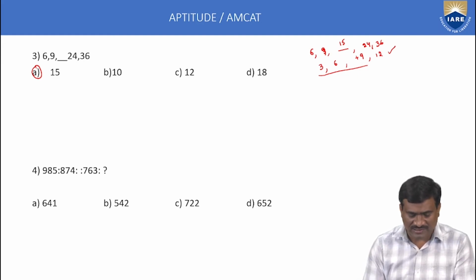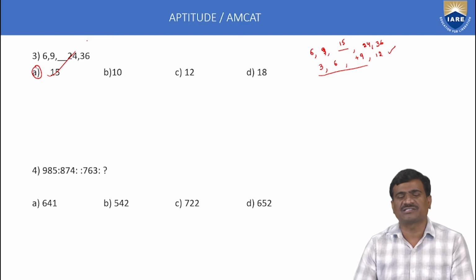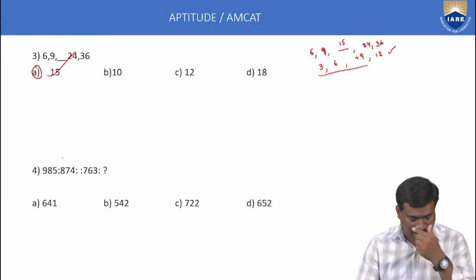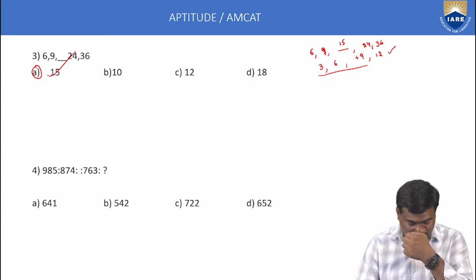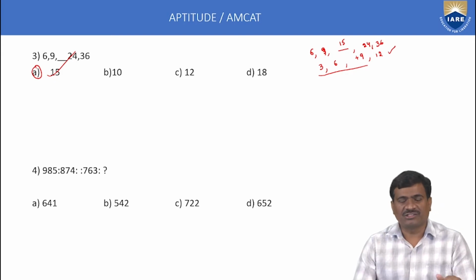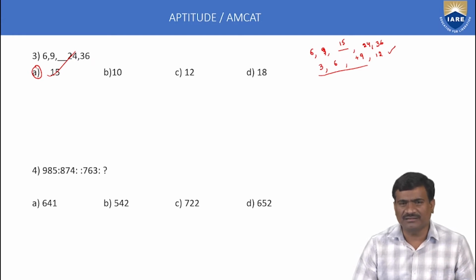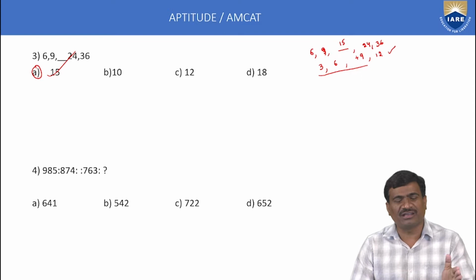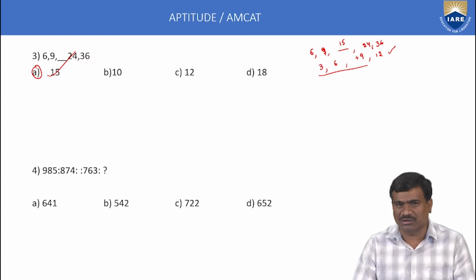In the next, fourth example, this is called the analogy concept. Using numbers is called the number series method. 985 is 874, then 763 is dash. Methods: the first method is to check the difference, the difference method. Second method, multiplication operator. Third, square number and cube number. Fourth, near to square number and cube number. These are the logics in the number analogy concept.